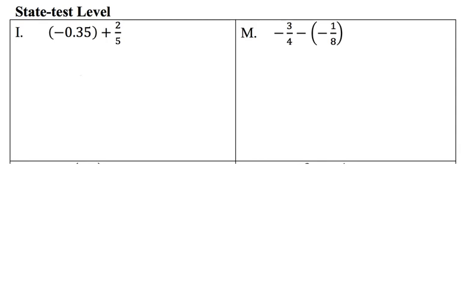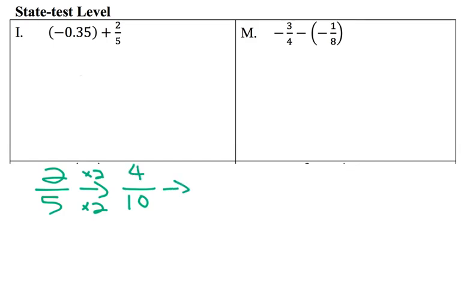All right, on to the state test level problems. For I, we have a decimal and a fraction. I want to make them the same form so I can add them together. So I'm going to take 2/5. I'm going to convert it into a decimal by first writing an equivalent fraction of 4/10 by multiplying by 2 over 2. And that's equivalent to 4/10 as a decimal.